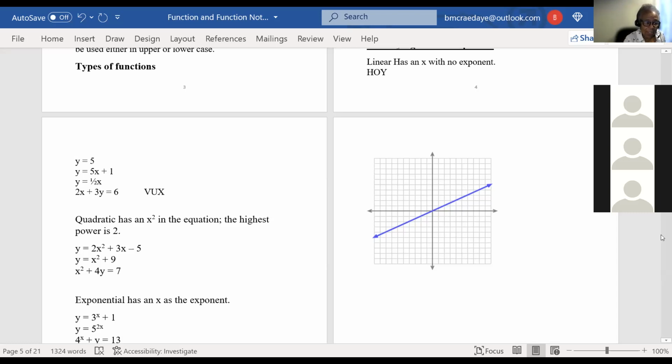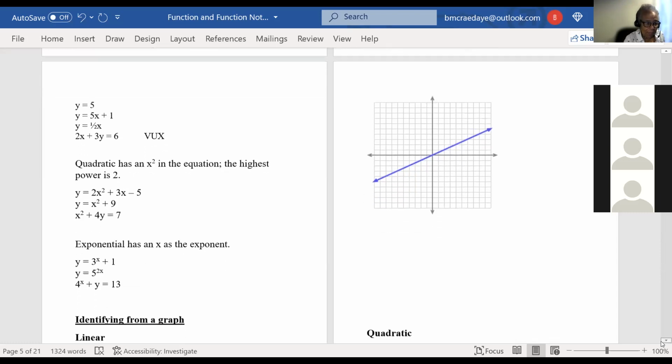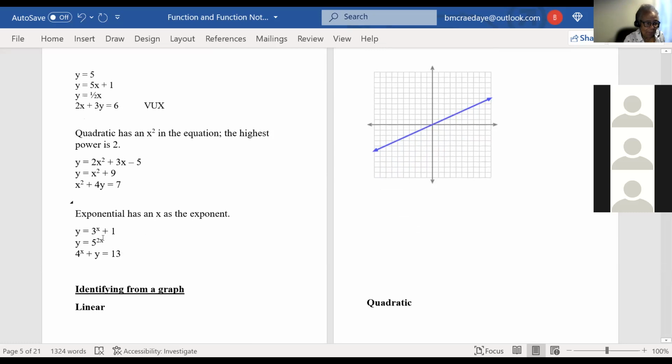And of course, the exponential, your variable is your exponent, like these examples here. Ms. Barbara, I'm stepping away from the computer for 2 minutes.